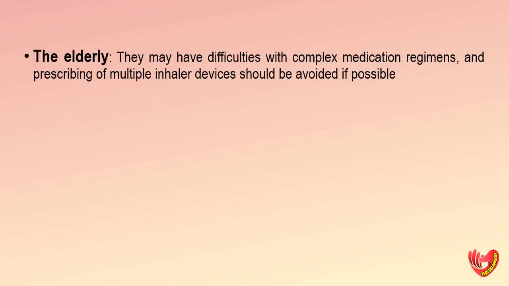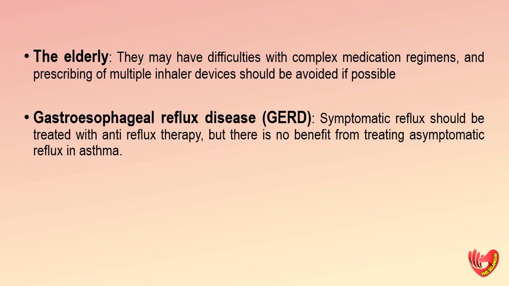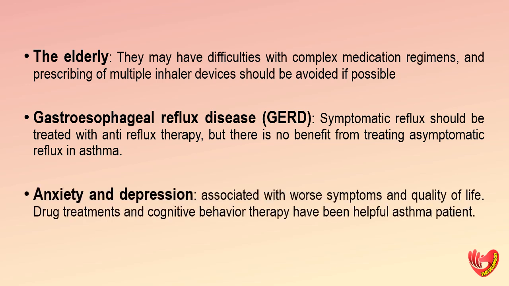In elderly patients, they may have difficulties with complex medication regimes, and prescribing of multiple inhaler devices should be avoided if possible. In case of gastroesophageal reflux disease, symptomatic reflux should be treated with anti-reflux therapy, but there is no benefit from treating asymptomatic reflux in asthma. Anxiety and depression are associated with worse symptoms and quality of life. Drug treatments and cognitive behavior therapy have been useful in asthma patients.